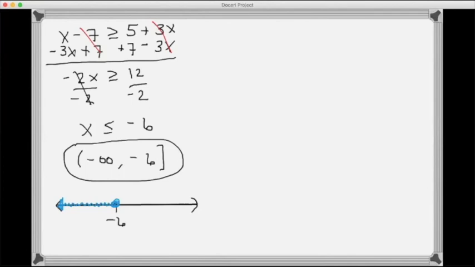Let's say we have 2k plus 3/2 is less than 5k minus 7/3. All right, the first thing we want to do here is get rid of our fractions. So we need to multiply by a common denominator. In this case, that's going to be 6. So we're going to multiply everything by 6.